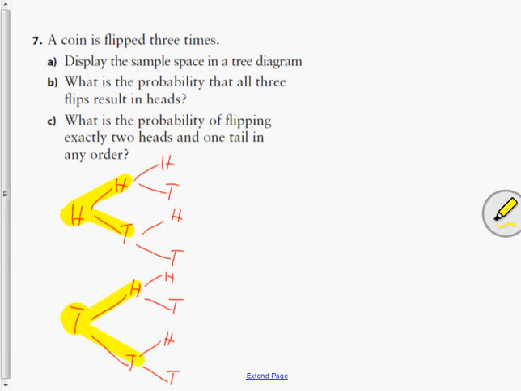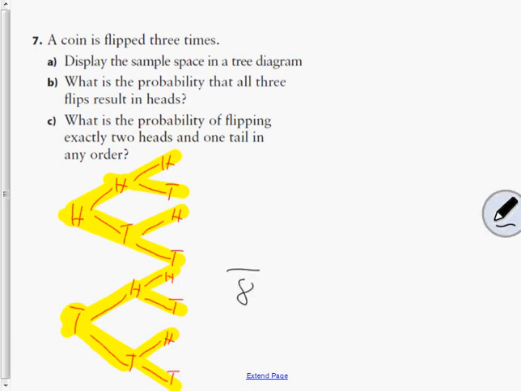And then if it was heads and then heads, it could be heads again or it could be tails again. It could be heads, tails, heads, or heads, tails, tails. Heads or tails, heads, heads, tails, heads, tails, tails, tails, heads, and finally tails, tails, tails. So when I look at this, there are 8 possible outcomes.